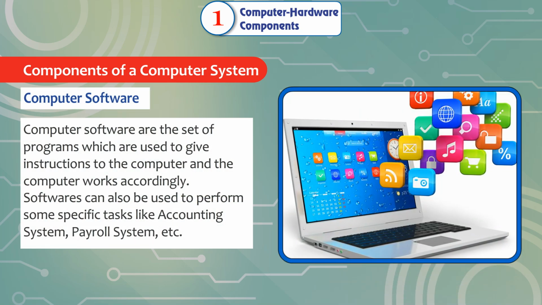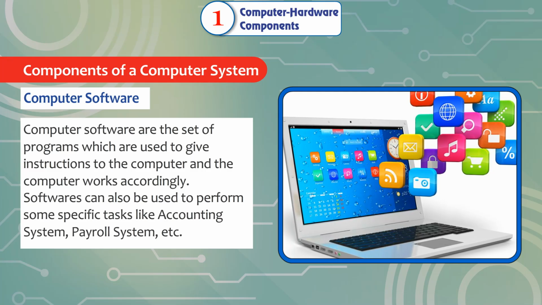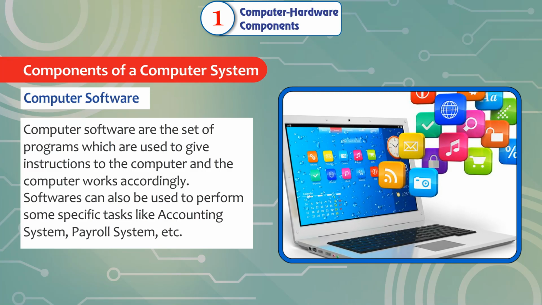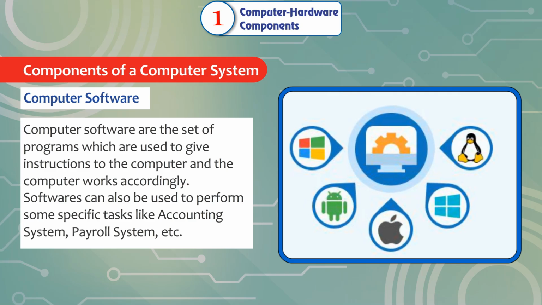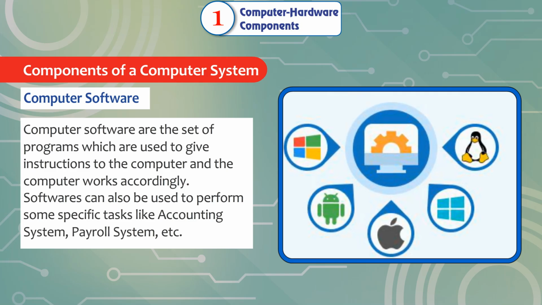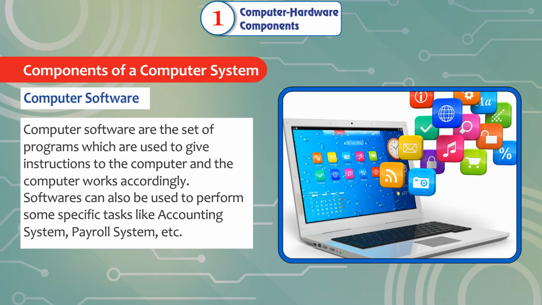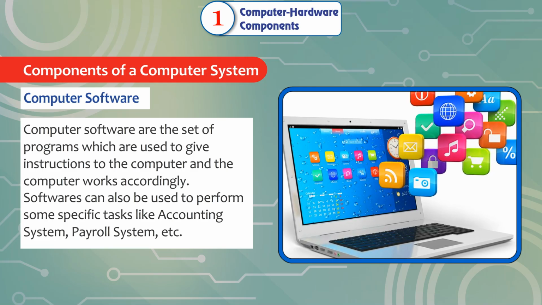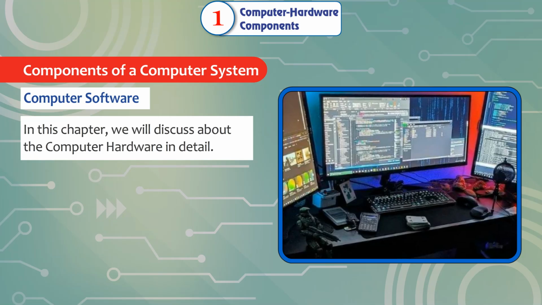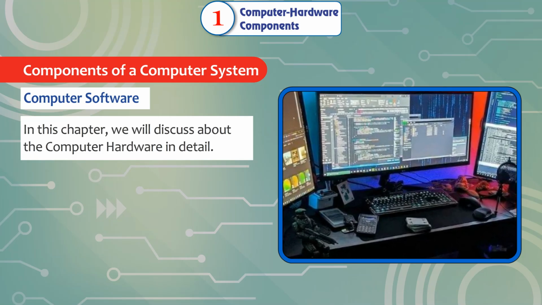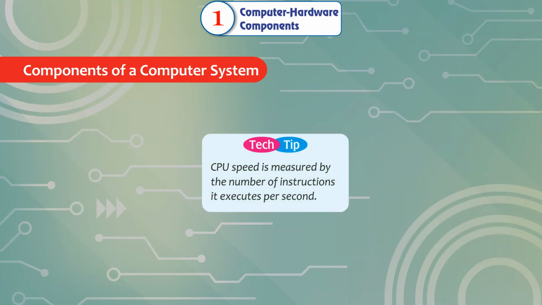Computer software. Computer software are the set of programs which are used to give instructions to the computer, and the computer works accordingly. Software can also be used to perform some specific tasks like accounting system, payroll system, etc. In this chapter, we will discuss the computer hardware in detail. Tech tip: CPU speed is measured by the number of instructions it executes per second.